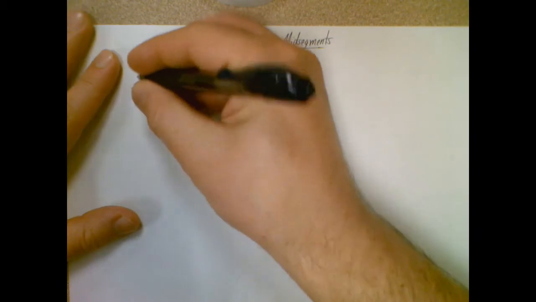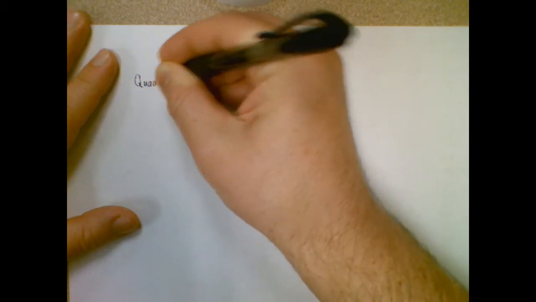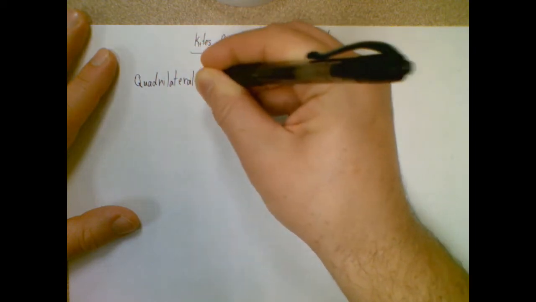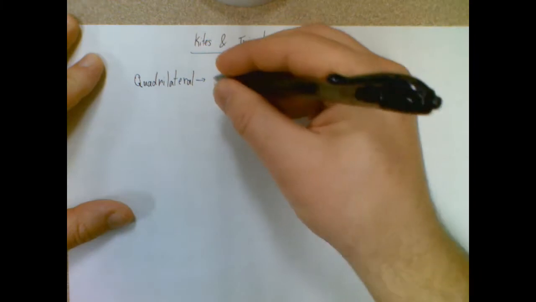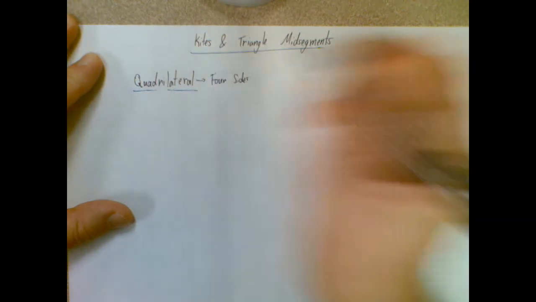So what is a kite? A kite is a quadrilateral. So let's make sure we all know what that means. It's a shape with four sides. So quad, four lateral sides.